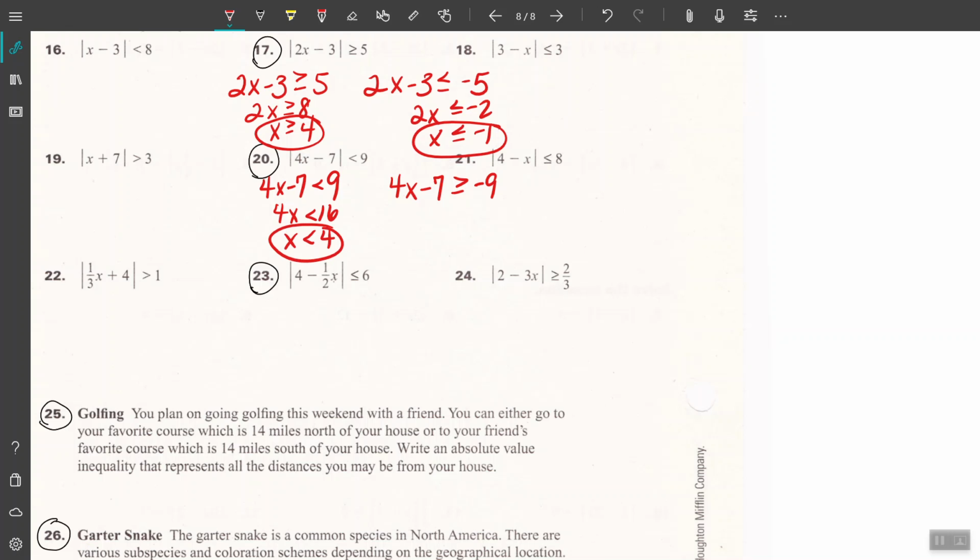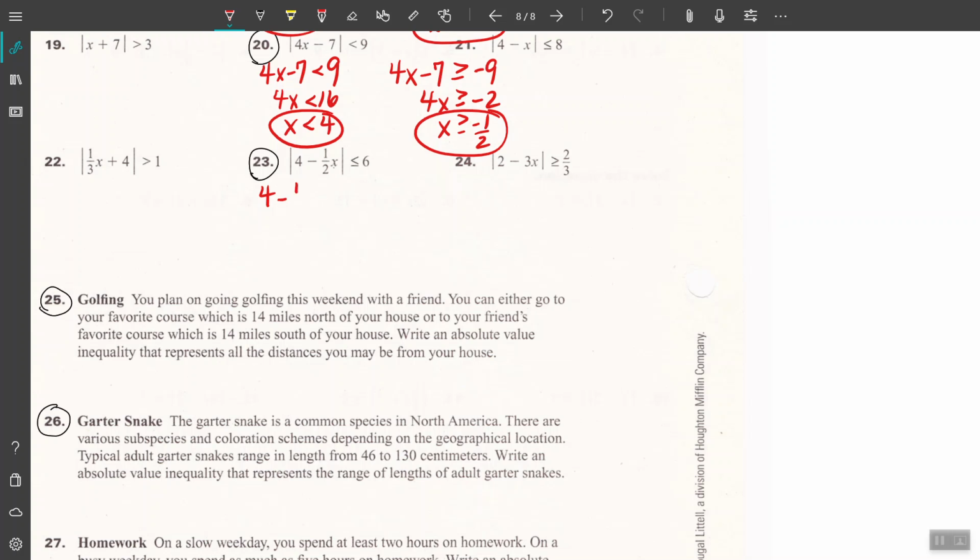All right, so x is less than 4, or x is greater than or equal to -1/2. Again, that 4 was positive, so I didn't divide by a negative number, so I don't have to change those inequality signs.